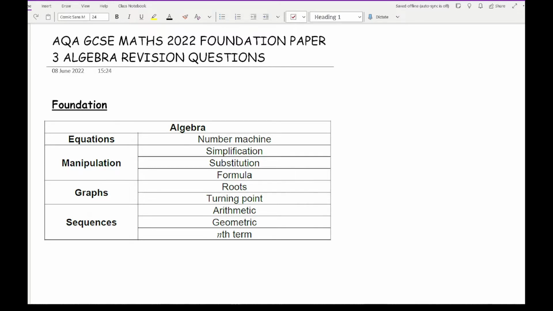Now, simplification, that's basically collecting like terms. Substitution and formula go hand in hand in the fact that you'll be substituting numbers into a formula. Maybe also working with turning that formula into an equation. So sometimes you're substituting values into a formula to then work out what the output is. Or alternatively, you could then have to work out what one of the variables are, what one of the letters are. And I would say that could be either separate questions or combined into one particular question.